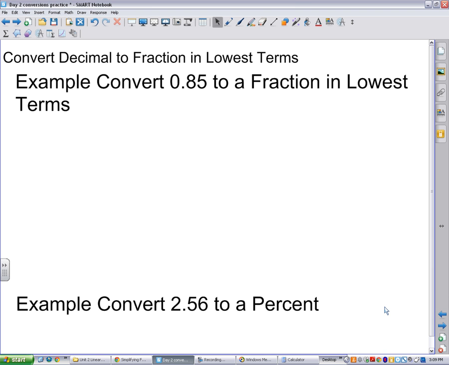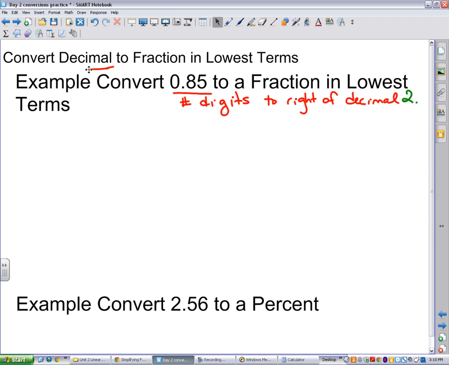Okay, I would like to convert my decimal to a fraction, this time in lowest terms. So in order to convert 0.85 to a fraction, I'm going to look at the number of digits to the right of the decimal place. In this case, I have 2.